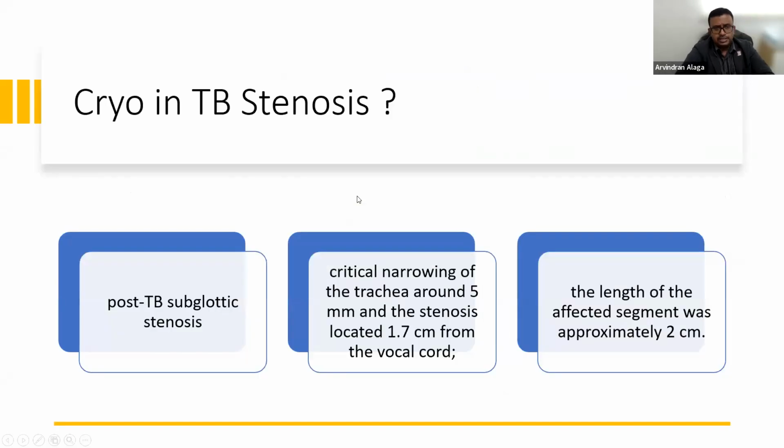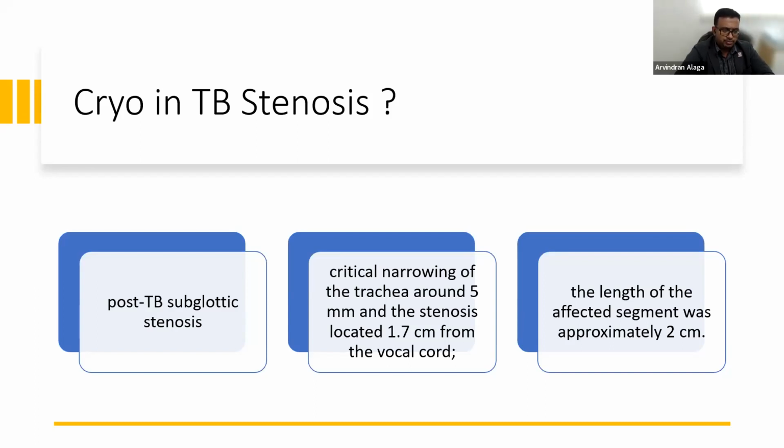And this is something novel. We have tried something new in our setting: whether we can use cryo tools in our TB stenosis or not. So I got a referral from our ENT colleague, post-tuberculosis subglottic stenosis with critical narrowing of the trachea to around 5 mm, and the stenosis located 1.7 centimeter from the vocal cord. The length of the affected segment was approximately 2 centimeter.